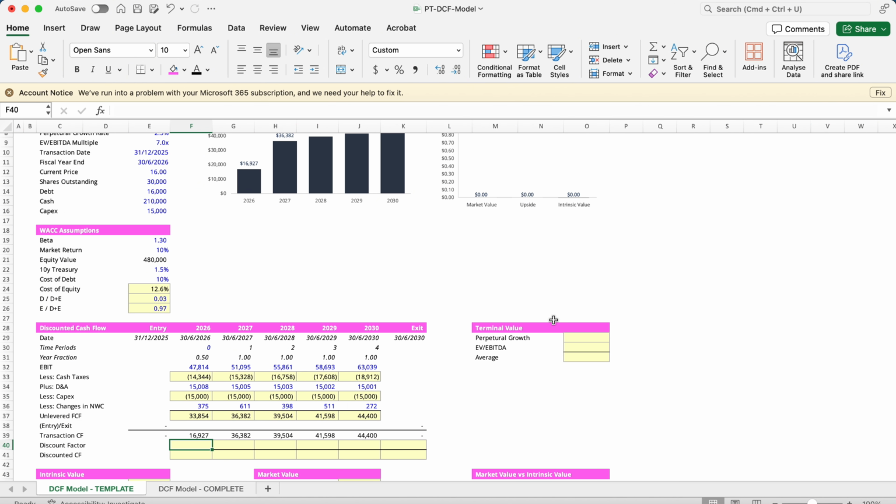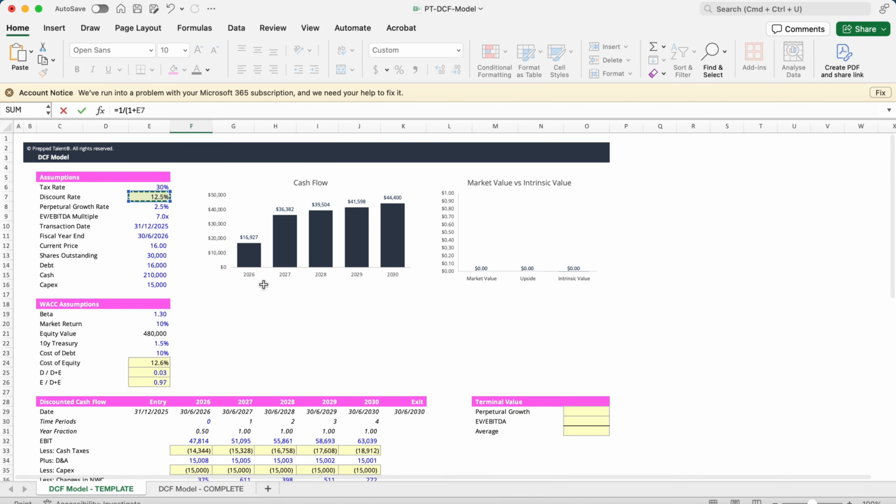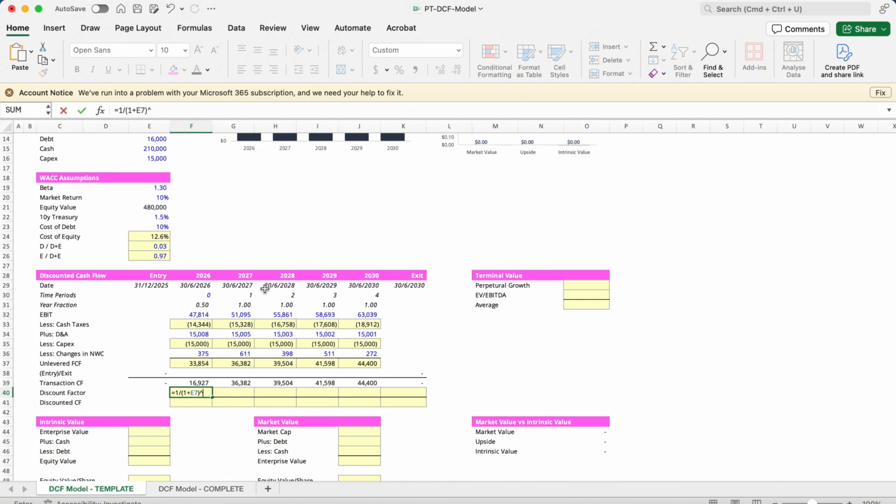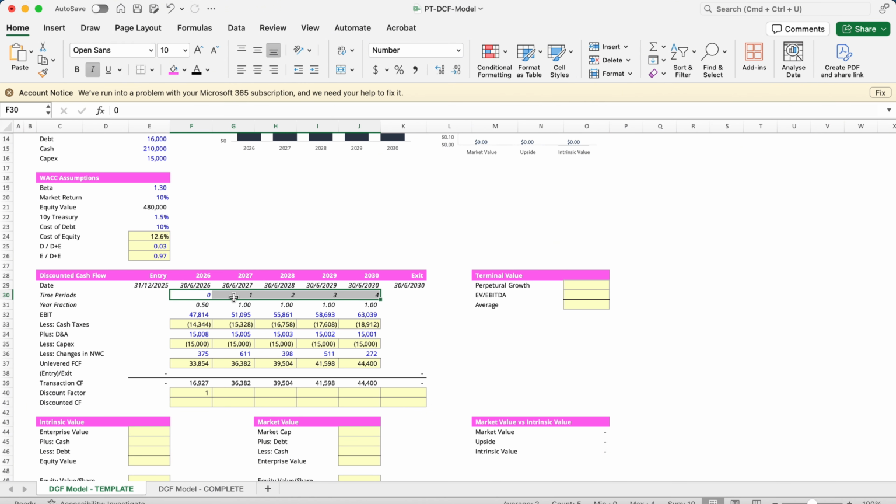The way this discount factor works, we simply go equals 1 divided by 1 plus the discount rate, which we've got up here of 12.5%. And then we raise that to the power of the periods that we've got here. So the periods here actually should be, you see these time periods, they're not quite right. I want to have them starting with that there. So now if we increase the decimal places, we can see we've got the half periods there and it flows the whole way through. Discount factor should decrease there over time.